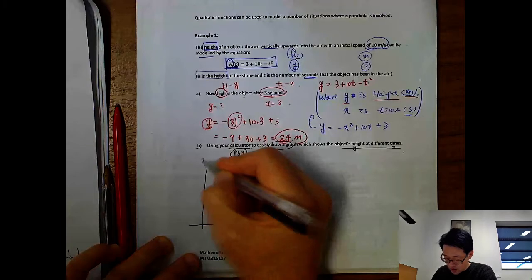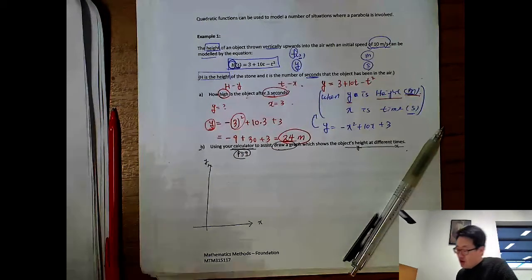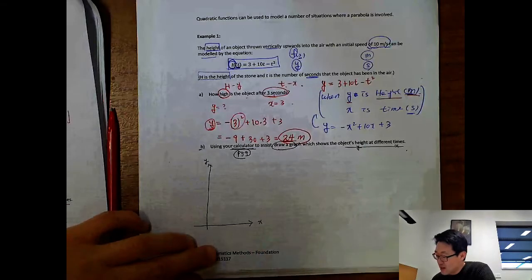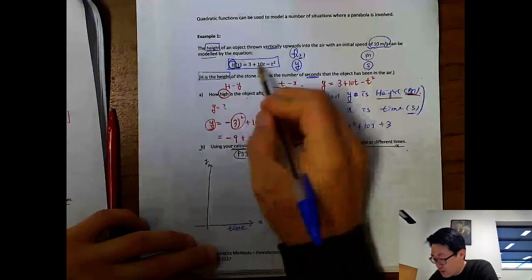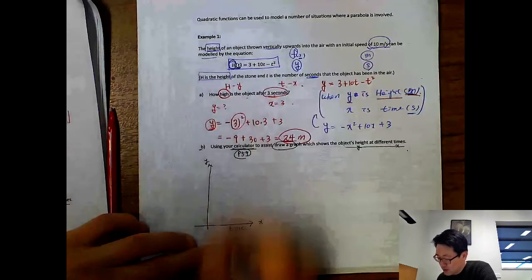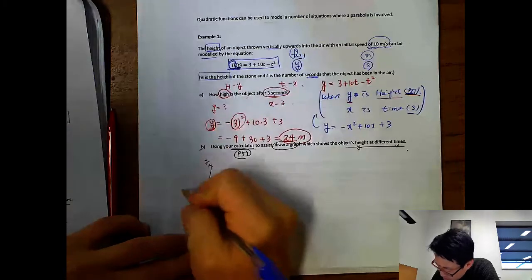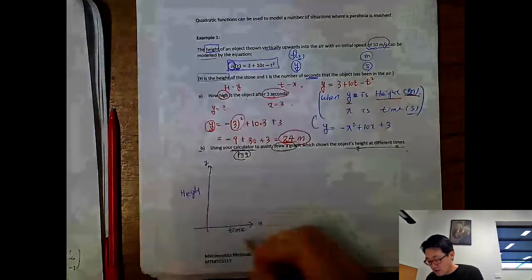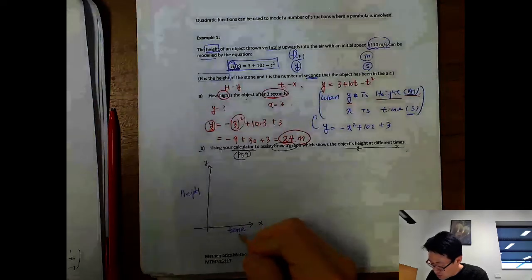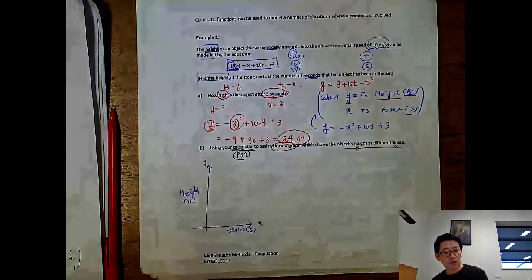X and y. Let's check that. So what is x here? X is time. Our input is time here. What is our output? Height, h. H, height. And then time. What is the unit? Time is second. Height is meter. So make sure you labeled it.